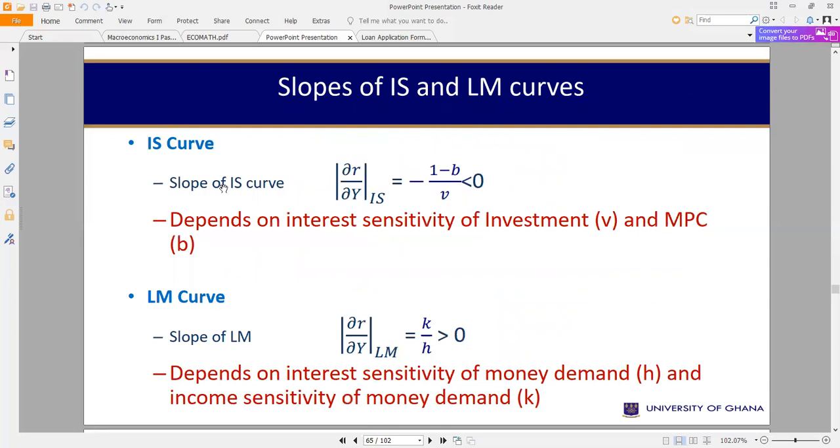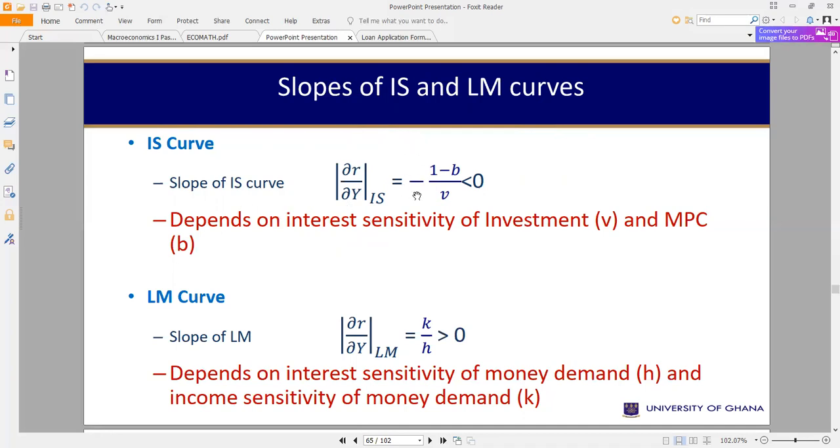Right, remember the slopes of the IS and then the LM curves. For the IS, we saw it depends on the interest sensitivity of investment, or interest elasticity of investment, and then the B, the marginal propensity to consume. I don't know how the questions are going to be, or if there will be true or false, but if you have true or false, they normally talk about these ones, the effectiveness and the slope of the curves.